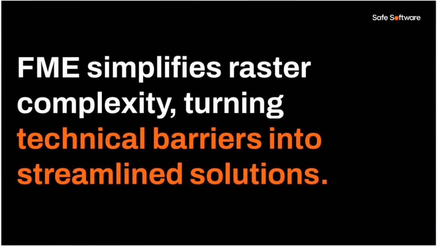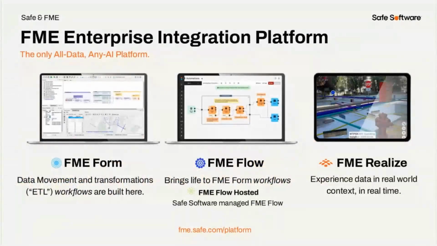FME can do a really great job of performing data transformation with no code, intelligent automation, and offering format interoperability to work with your raster data. We offer very flexible deployment options. The FME platform manifests itself in 3 different products. FME Form, where you can build and author your data integration workflows. You can then publish these workflows to FME Flow for automation. Lastly, you can bring your data to life in FME Realize, our augmented reality tool.